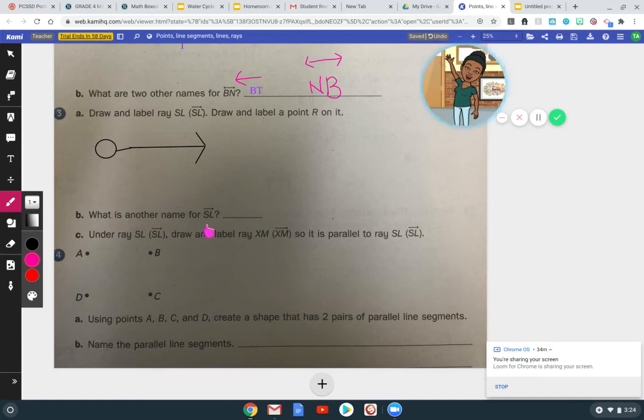What is another name for this ray SL? You're going to type it using your text tool or your drawing tool on this line. Something has to be here. Mine is blank because I want to see your answer. What is another name for SL? Your line should be labeled at this point. Mine is not, but your line should be labeled.